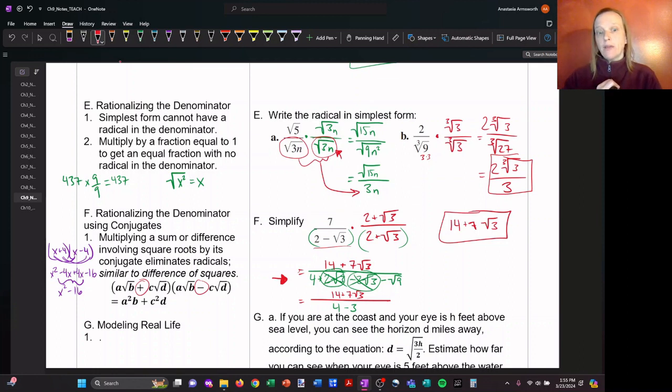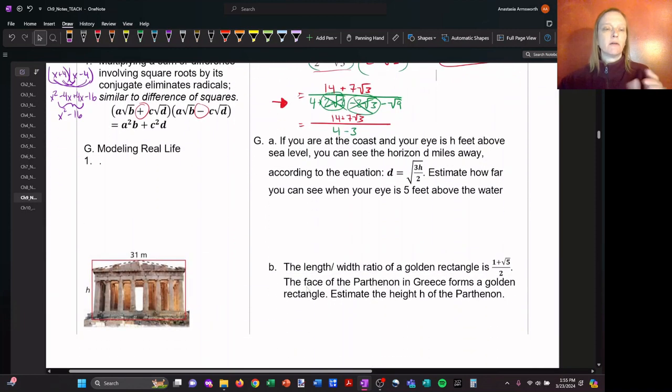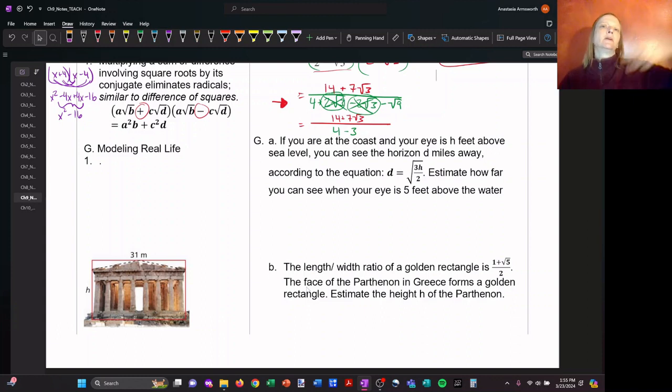Let's look at some real life examples of how we might use problems that involve square roots. If you're on the coast, standing at sea level, and your eye is h feet above sea level, so maybe you're 5'6", so maybe your eyeballs are 5 feet above sea level. Estimate how far you can see when your eye is 5 feet above the water. So what we're doing here is we're saying the distance that we can see. 5 feet is my height.